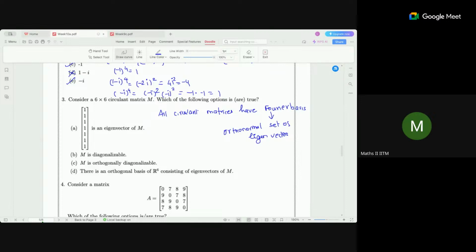Yes, right? So it is diagonalizable. So what is this diagonalizability in fact? If you have M equal to PDP inverse, this P will be an orthogonal matrix. Whenever you have an orthonormal set of eigenvectors, P will be an orthogonal matrix, and hence it is orthogonally diagonalizable. So it means there is an orthogonal basis of R6 consisting of eigenvectors of M. Right, so all the options are correct for this.